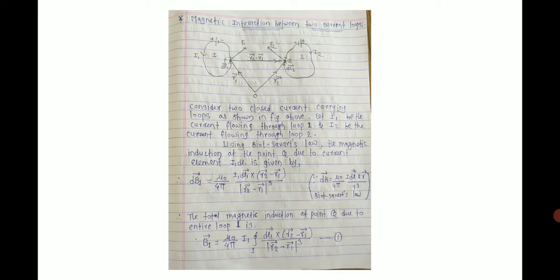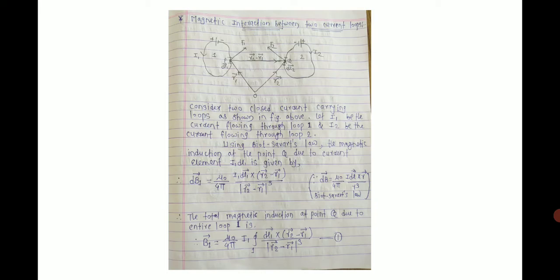Using Biot-Savart's law, we calculate the magnetic induction. Biot-Savart's law states that the magnetic induction at a point due to an element carrying current is directly proportional to the current in the element, the length of the element, and the sine of the angle between the element and the line joining the center of the element to the point, and inversely proportional to the square of the distance of the point from the center of the element.